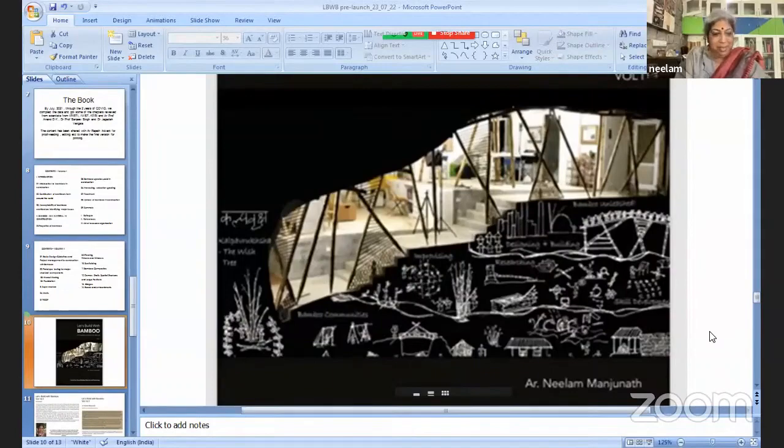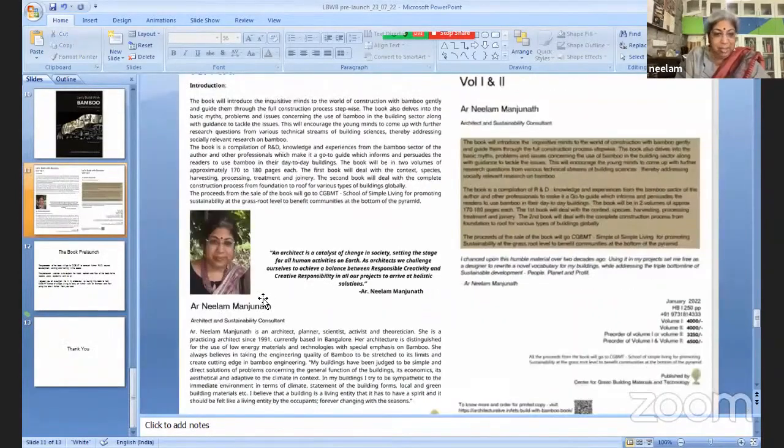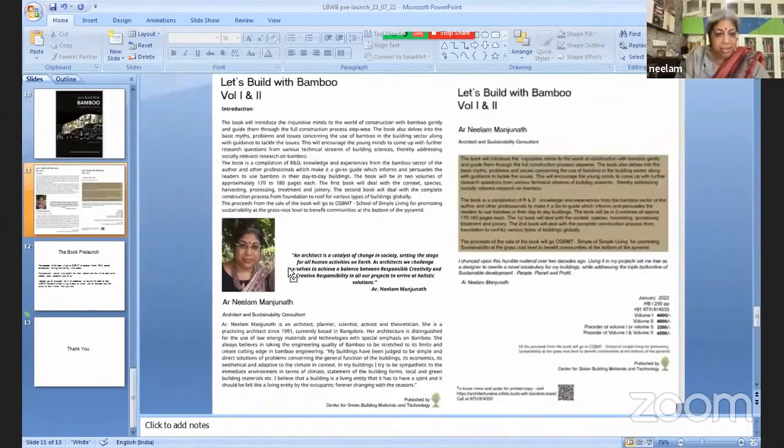Yeah, can I have the next slide? And then, of course, these are the informations that I think later Sagar and Radhika will be talking about, about the book and the blurb that we have. Yeah, next.